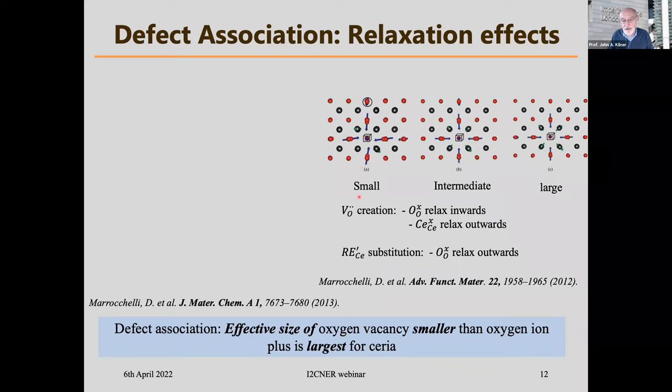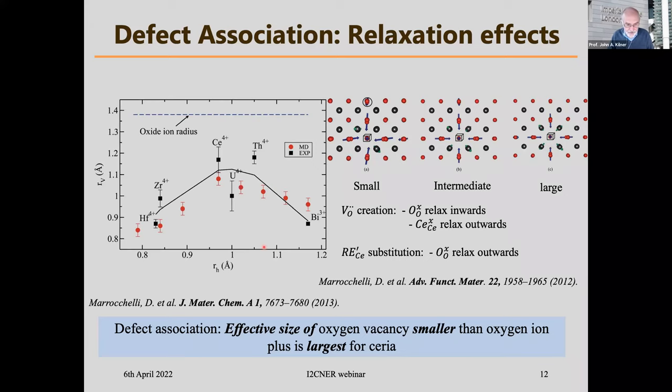I asked them if they would look at the relaxations around the substituents in the ceria lattice. And what they found was that for small atoms, there is a strong relaxation. So that tends to bind this oxygen vacancy quite tightly. For intermediate sizes, the relaxations are quite small. And for large atoms, you begin to invoke again these large relaxations. For the oxygen vacancy, the oxygen relax inwards. For the substitutional, the oxygen relax outwards. So it's a matter of balancing these relaxations so that we get a minimum disturbance of the host lattice.